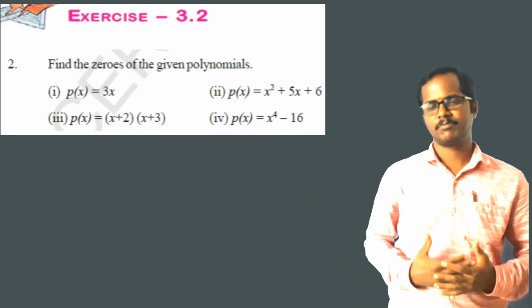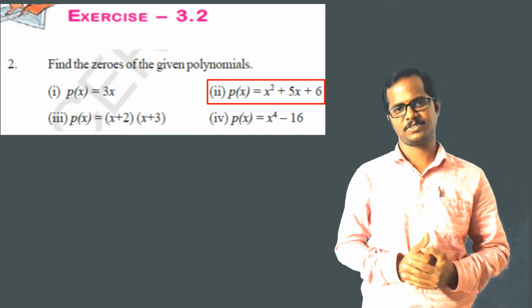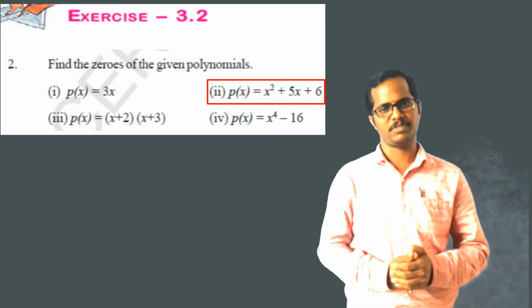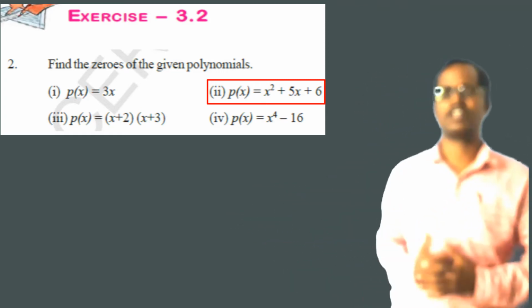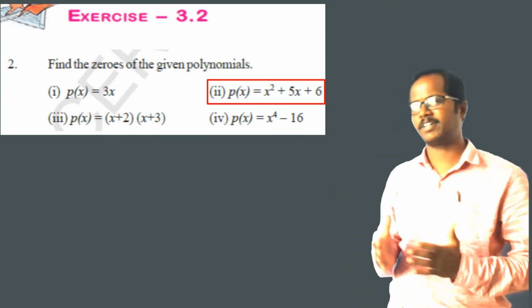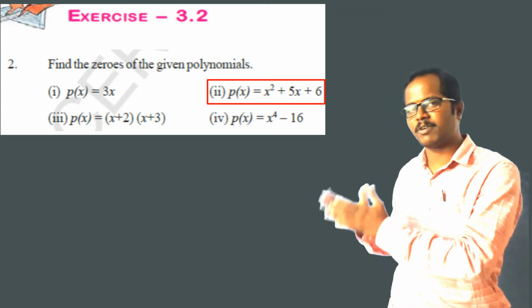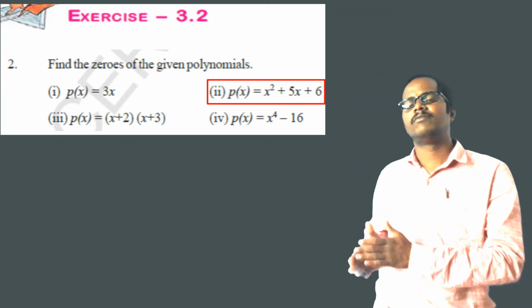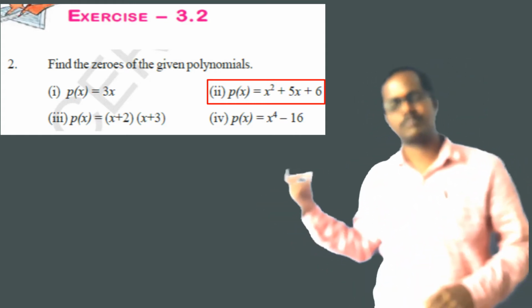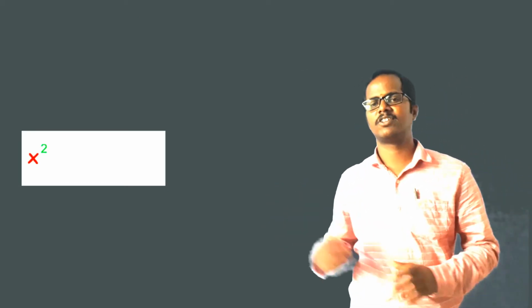It is given as p of x equals x square plus 5x plus 6, and we need to find the zeros of this quadratic polynomial. Since it is a quadratic polynomial, it can have at most two zeros. So let us find out the zeros of this polynomial. To find the zeros, first what we have to do? We have to equate this polynomial value with 0. So let us take this polynomial value as 0. X square plus 5x plus 6 equals 0.